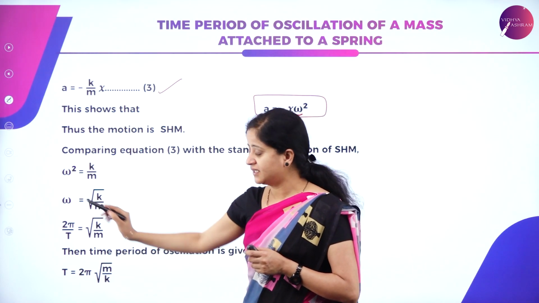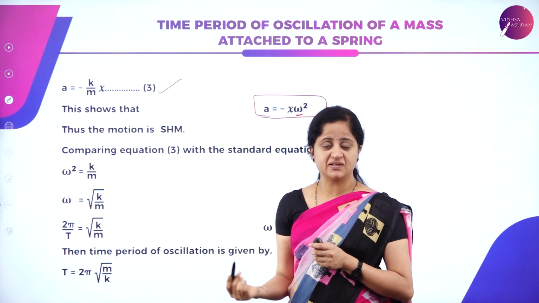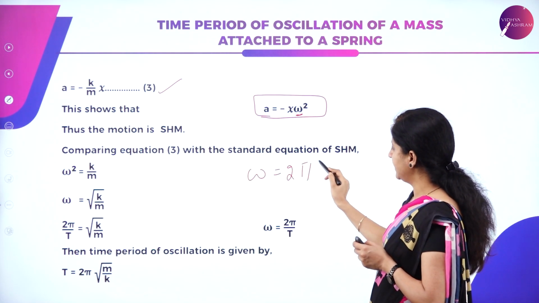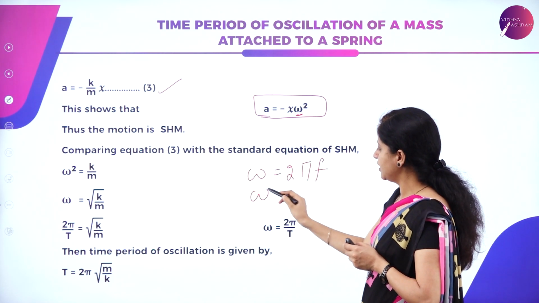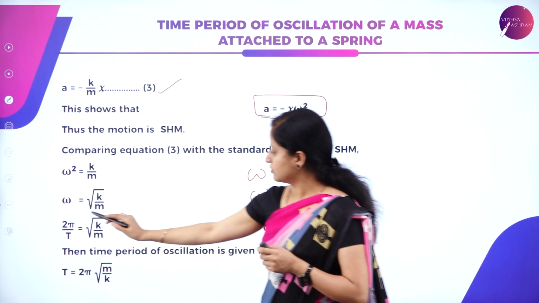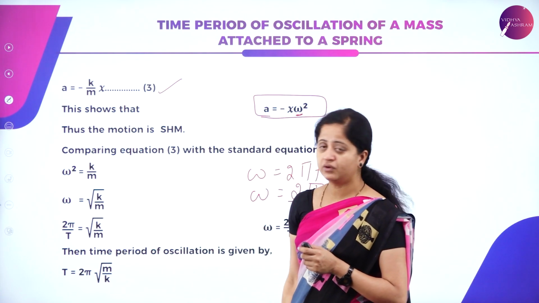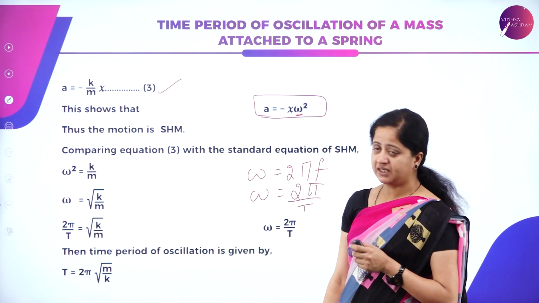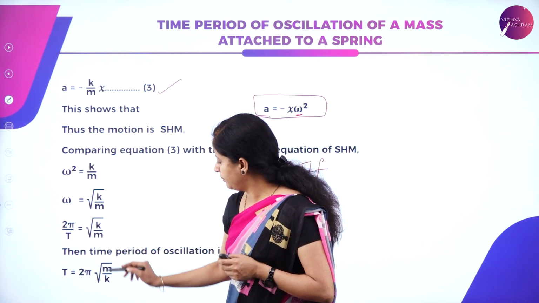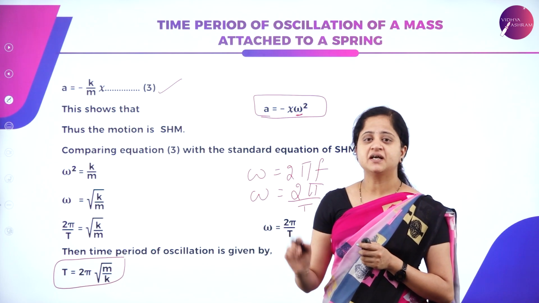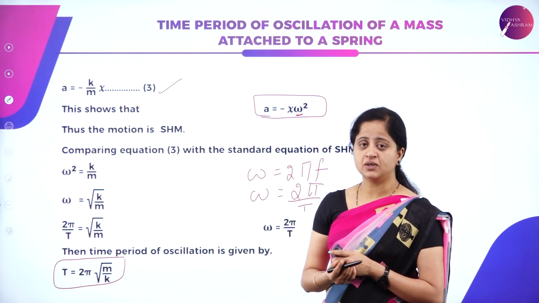But what is omega? In terms of time period or frequency, we can represent omega. So in terms of frequency it is 2 pi f, and in terms of time period, if you want to represent it, it is 2 pi divided by capital T. So 2 pi divided by T is equal to root of K divided by m. Then the time period can be written as T is equal to 2 pi into root of m by K, which is the expression for the time period of a mass attached to a spring.